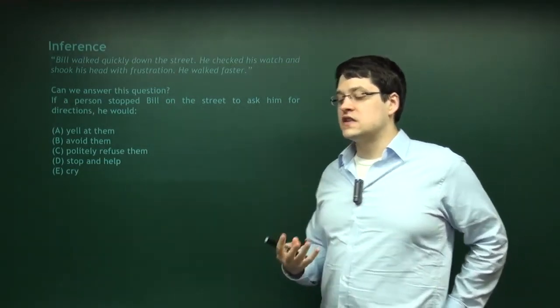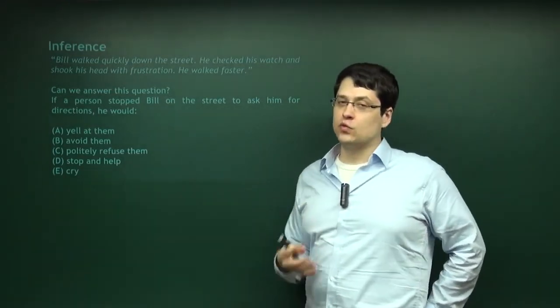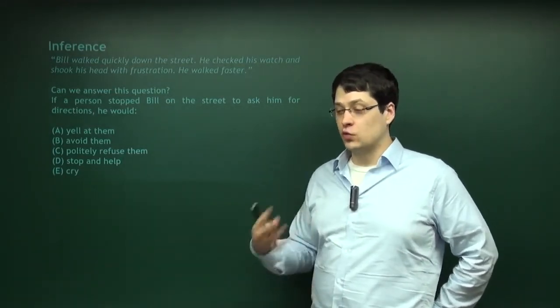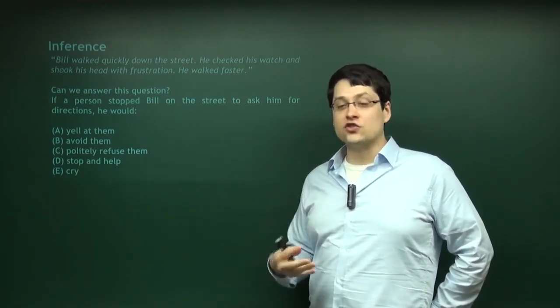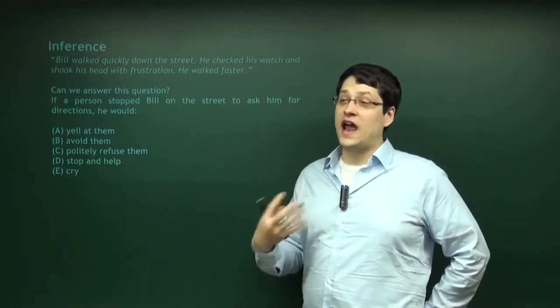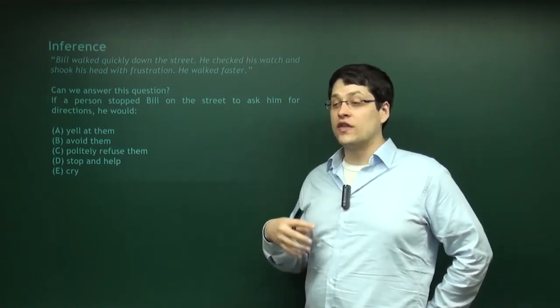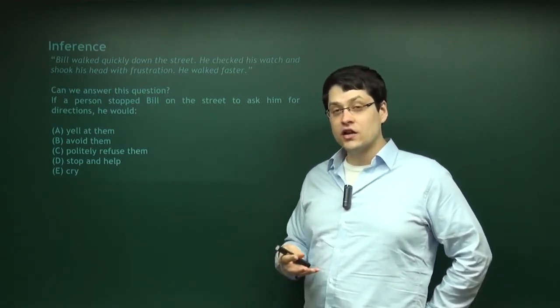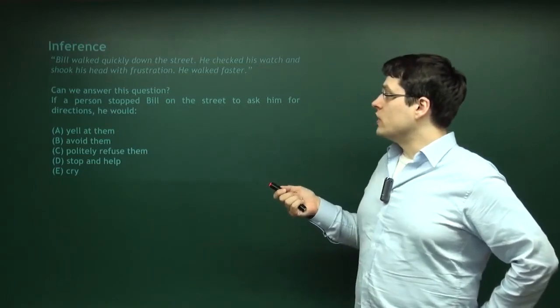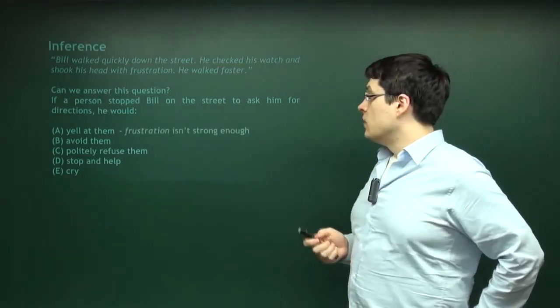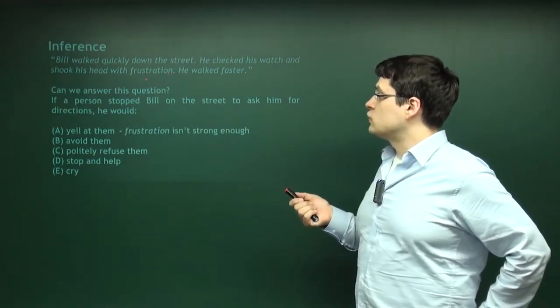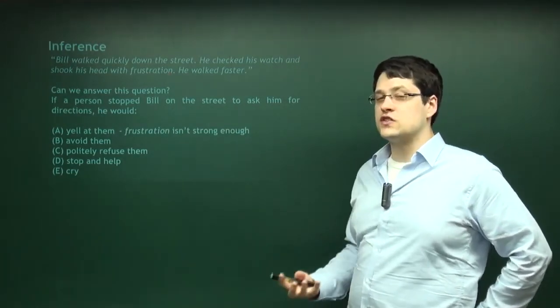What do we need to see in the text to prove that Bill would yell at a person who stopped him in his quick walk? We need to see something that indicated his rage, or that he is angry at somebody or at something, or that he has a tendency to yell. If it said that Bill, always an angry man, walked quickly down the street, then we might be able to say yell. But the only thing we have is frustration, and we don't know what that frustration is aiming at.